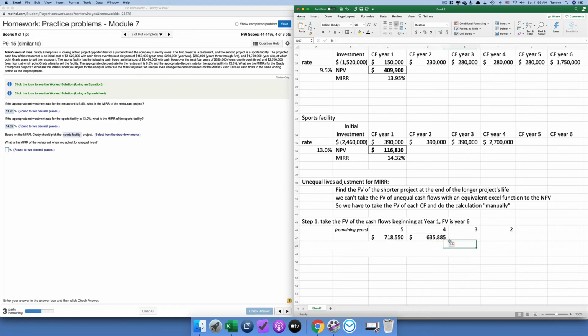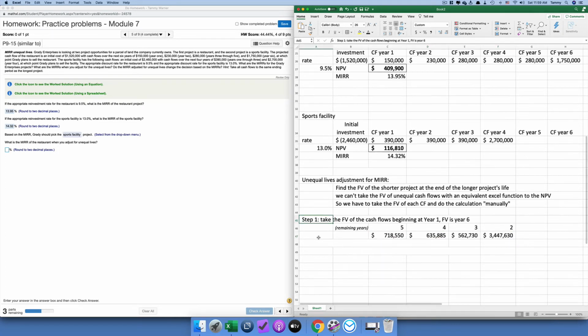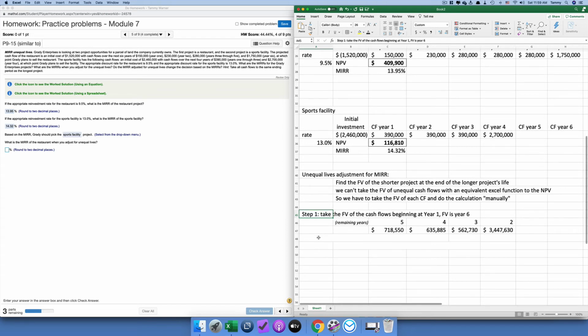Okay, so these are all the future values of the cash flows from years 1 through 4 taken out to year 6. So there's our future values. Step 1 is to take the future values of the cash flows beginning at year 1, and the future value is given as the value in year 6 in this case, or at the terminal period of time for the longer lived of the investments.